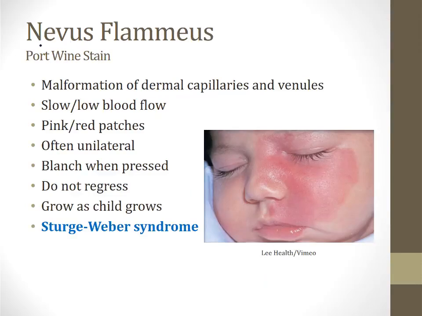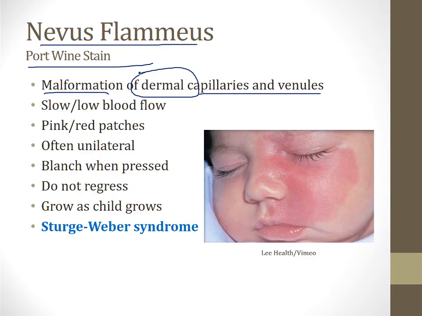And finally, let's talk about a nevus flammeus, which is usually called a port wine stain. This is also not a tumor, it's a malformation. In this case, it's a malformation of capillaries and venules found in the dermal layer of the skin. As a result of this malformation, there is slow or low blood flow through parts of the skin, and that leads to the presence of pink-red patches on the skin.